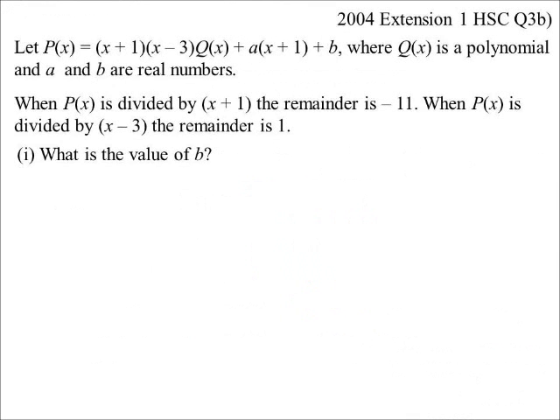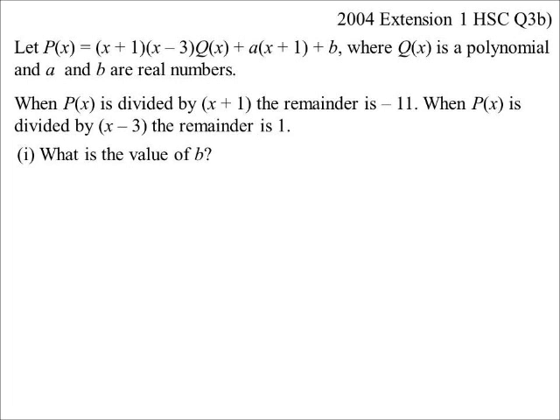Let's have a look at this HSC question, 2004. They've already partly factorised it in a weird sort of way. They've gone, the polynomial is going to be x plus 1, x minus 3, quotient x, and then the remainder is ax plus 1 plus b. So they've sort of grouped it with an x plus 1 for some reason. I'm sure there's logic in there somewhere.